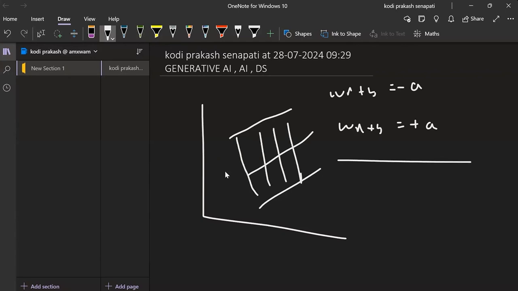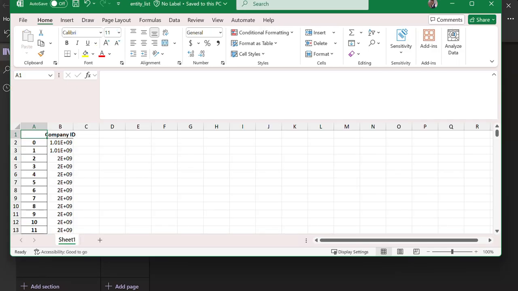Anyone? A minus b, right? I have a line A, I have a line B. When I do A minus B, can I find the distance between two lines or not? So I mean to say Wx plus b equal to minus a, Wx plus b equal to plus a. If I do a minus, then can I get some values?